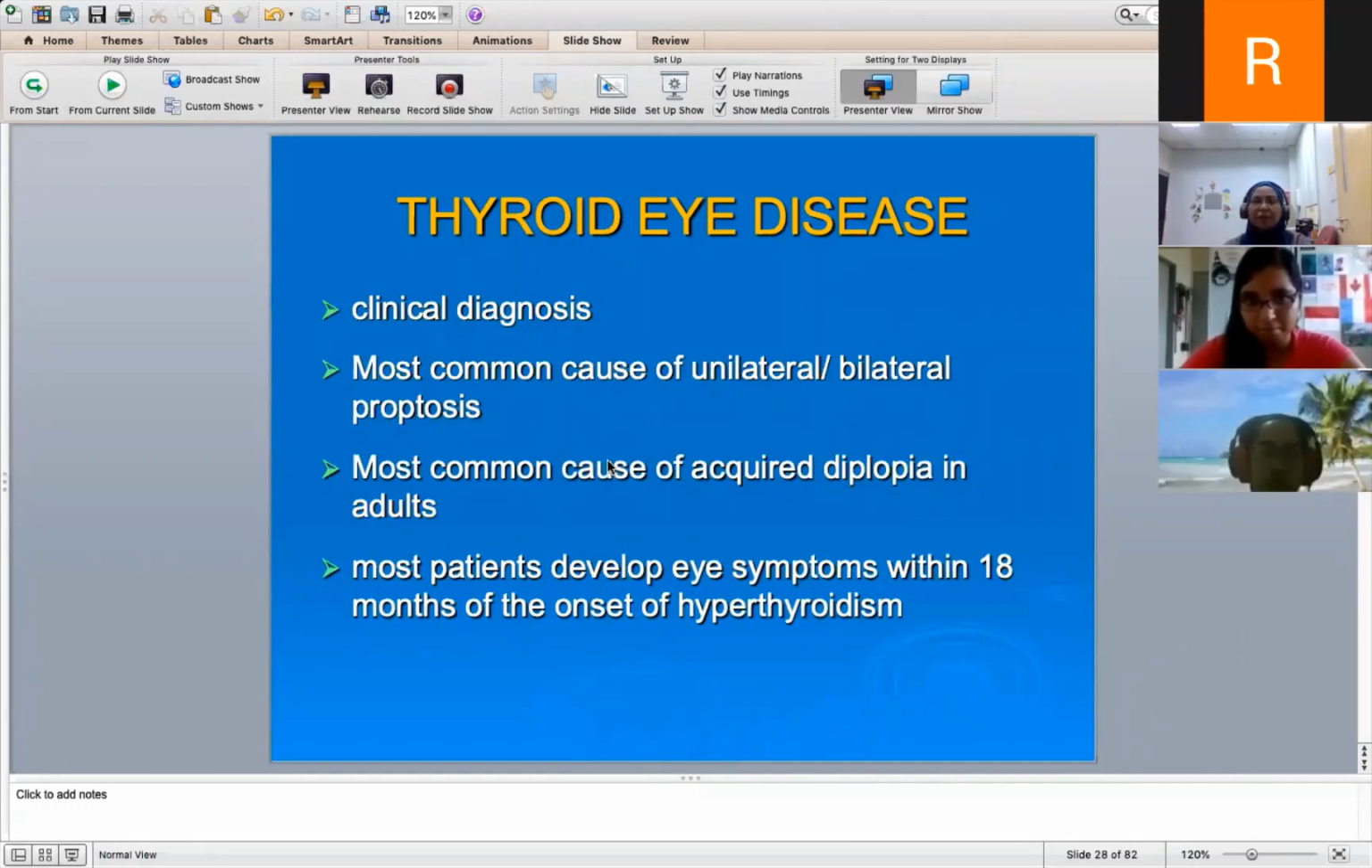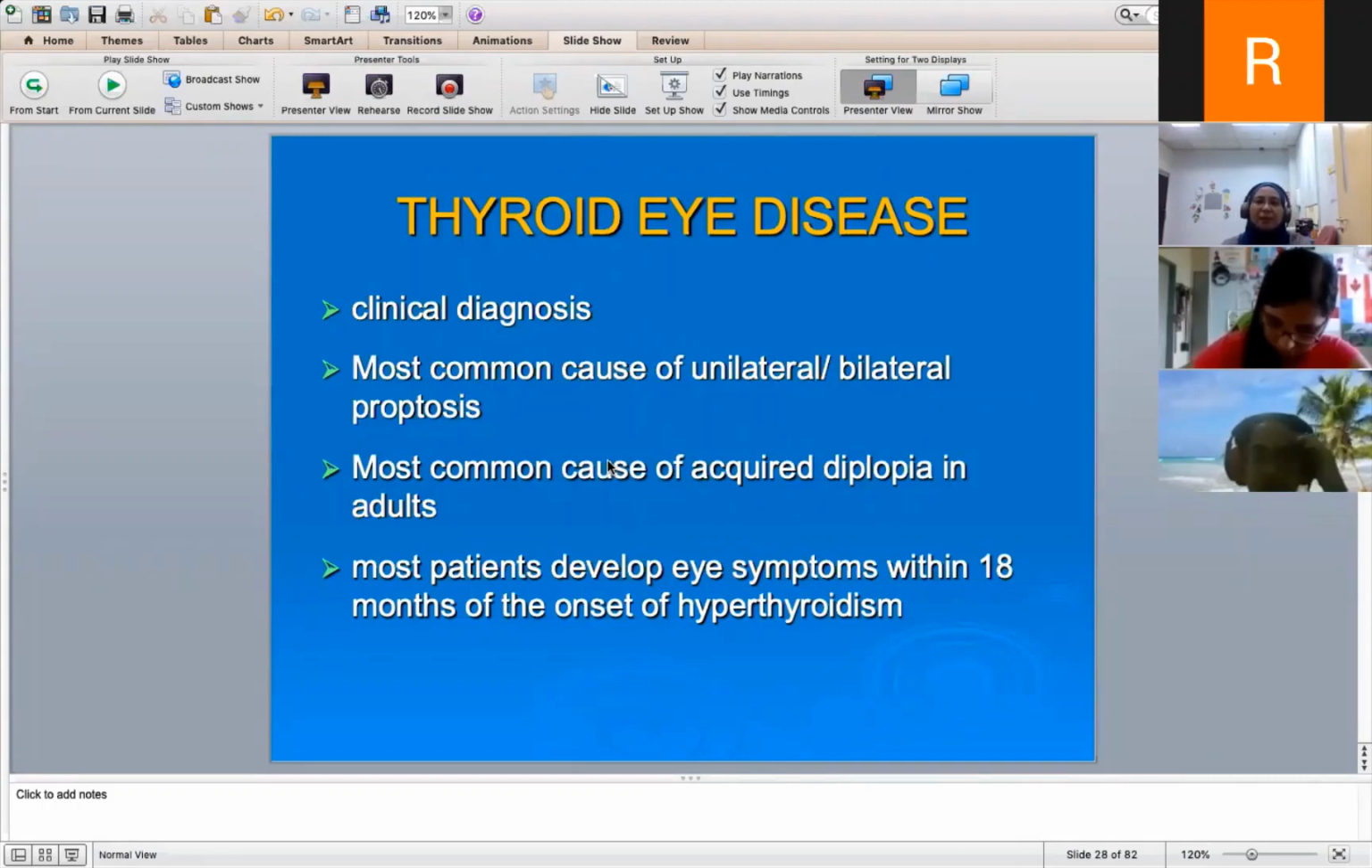But proptosis can be caused by a lot of things. It can be caused by your thyroid eye disease, by a muscle problem, by a tumor, it can be an optic nerve tumor, whatever kind of tumor at the back. It can be a vascular cause, an aneurysm also can cause proptosis. But as a clinician, whenever you see a proptosed eye, regardless of laterality, it has to be thyroid until proven otherwise.